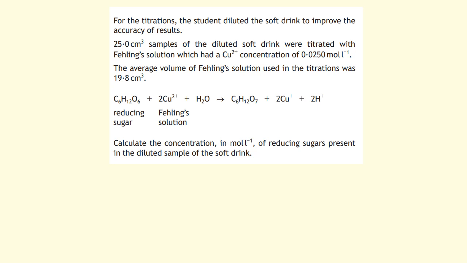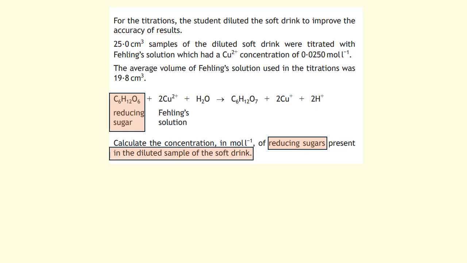So the first thing we need to do is look at what chemicals we care about. We've been told to calculate the concentration of reducing sugars. So reducing sugars is mentioned there. It is your C6H12O6. But read the rest of the question. Reducing sugar is not mentioned anywhere. However, if we read on where it says calculate the concentration, it says the reducing sugars are present in the diluted sample of soft drink. So where we see soft drink, that is our reducing sugars.